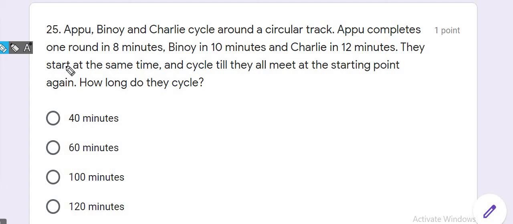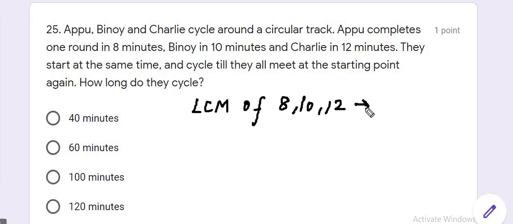Question 25. Appu, Binoy and Charlie cycle around a circular track. Appu completes one track in 8 minutes, Binoy in 10 minutes and Charlie in 12 minutes. They start at the same time and cycle till they meet at the starting point again. How long do they cycle? Here we have to find the LCM of 8, 10 and 12, which is 120. So the answer is option D, which is 120 minutes.